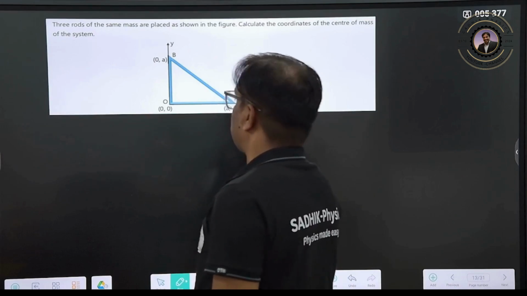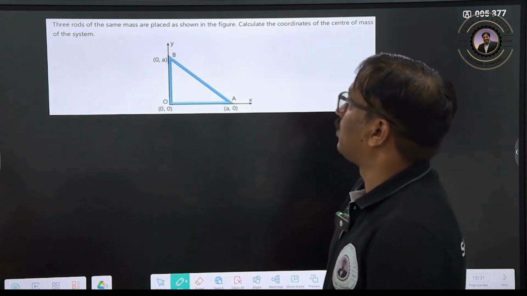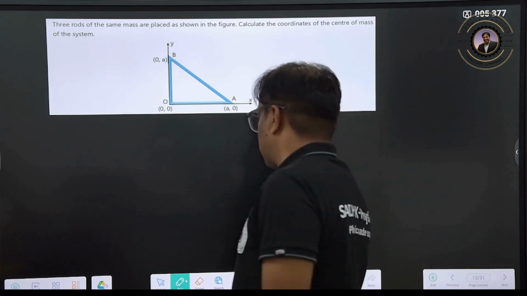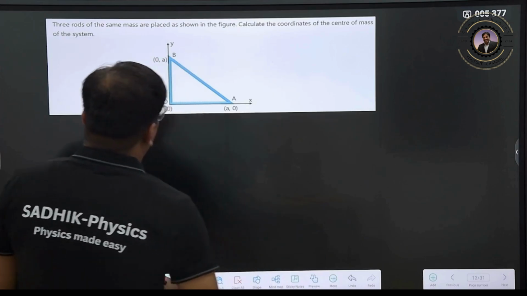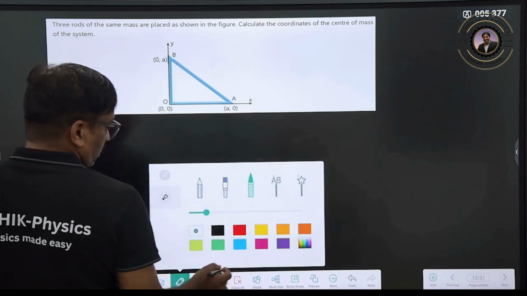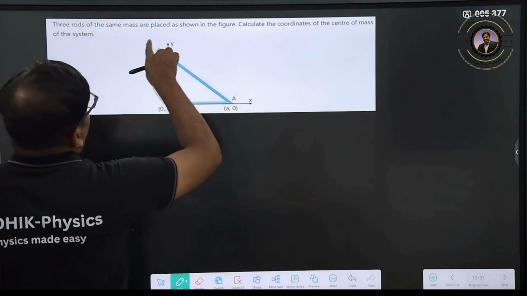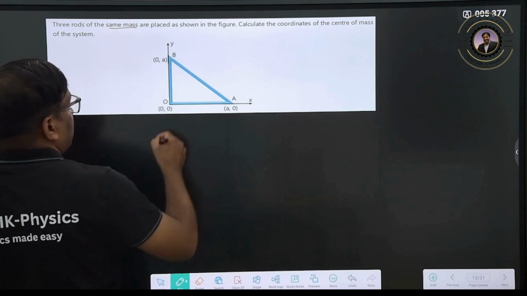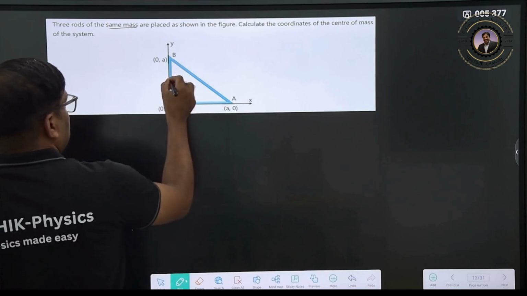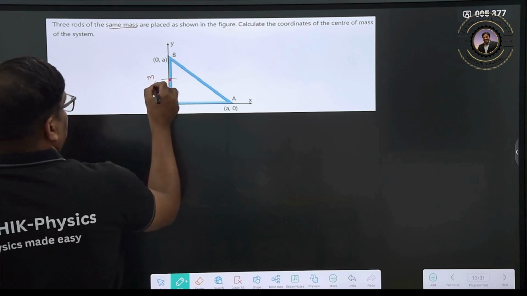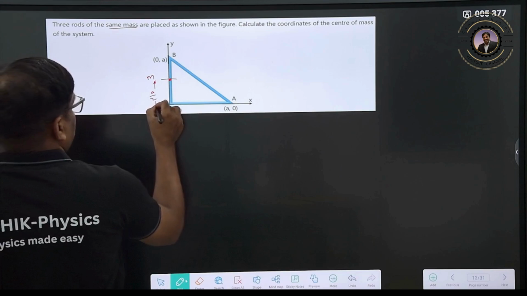This is also a similar way. So 3 rods are there, with masses placed, and we find the center of mass in the coordinate system. Again this rod is there. We have 3 rods of the same mass. The total mass is M, and it lies at a distance of A by 2.